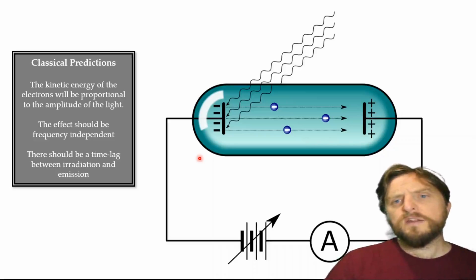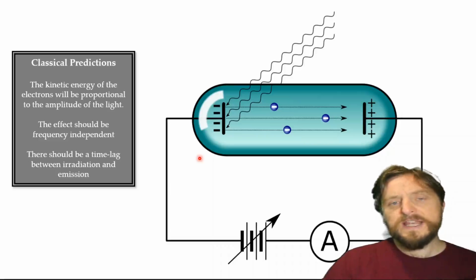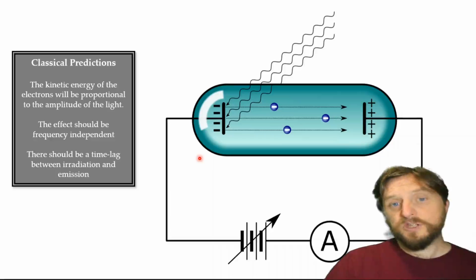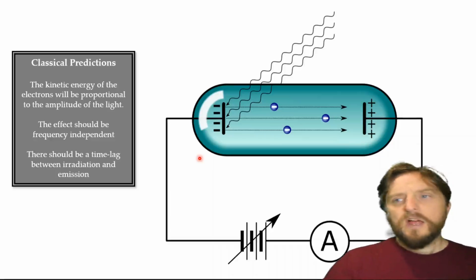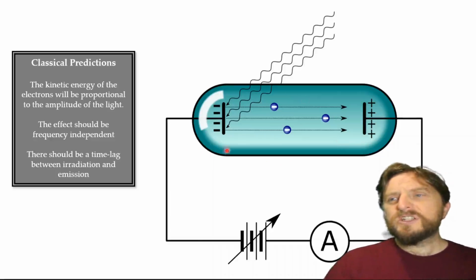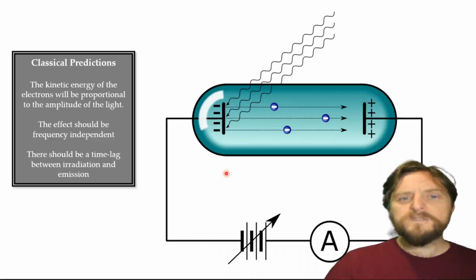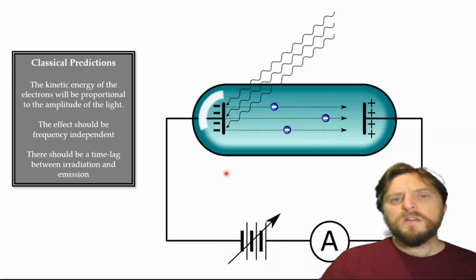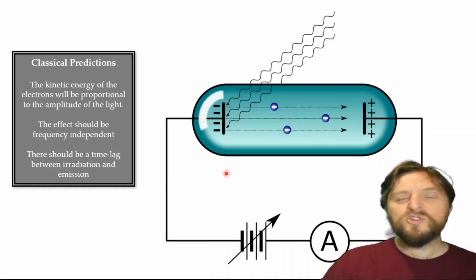The intensity of the light, so the brightness of the light, which gives you the amplitude of the wave, would determine how much kinetic energy they got. The second prediction is that the effect should be more or less frequency independent. The frequency of a classical wave does not really determine its energy content. It's the amplitude that's important.